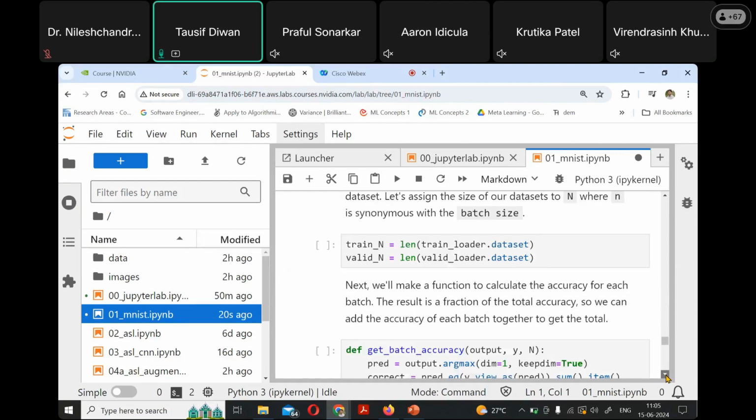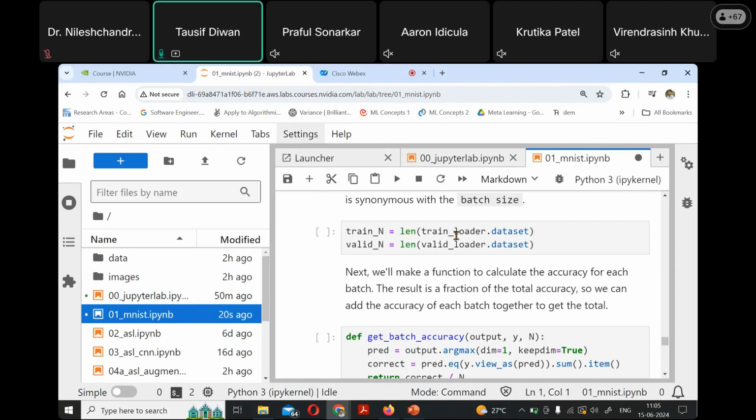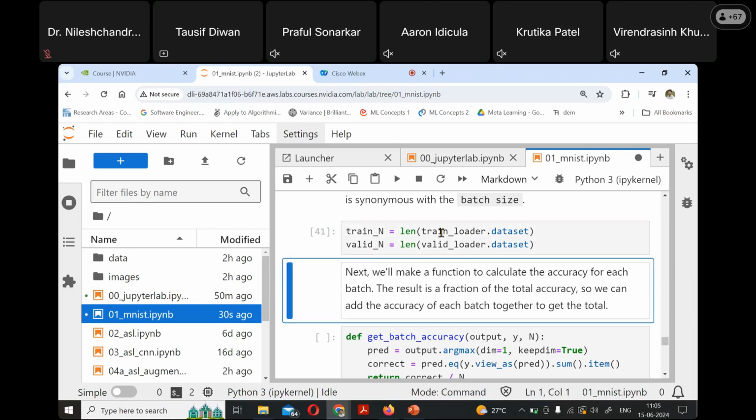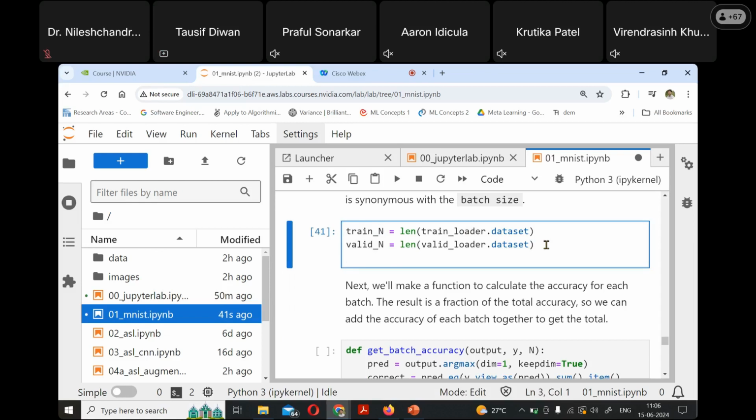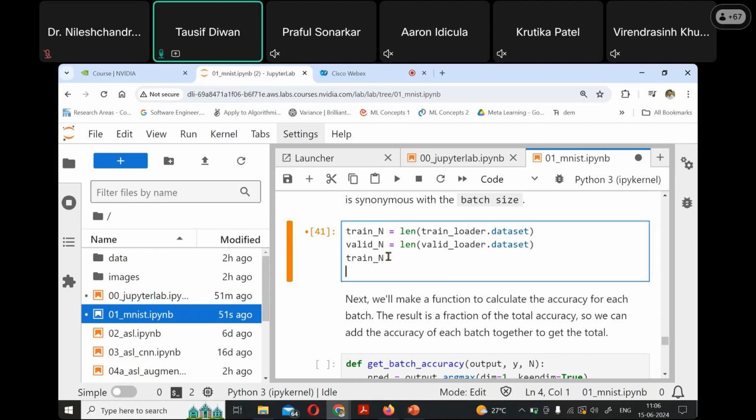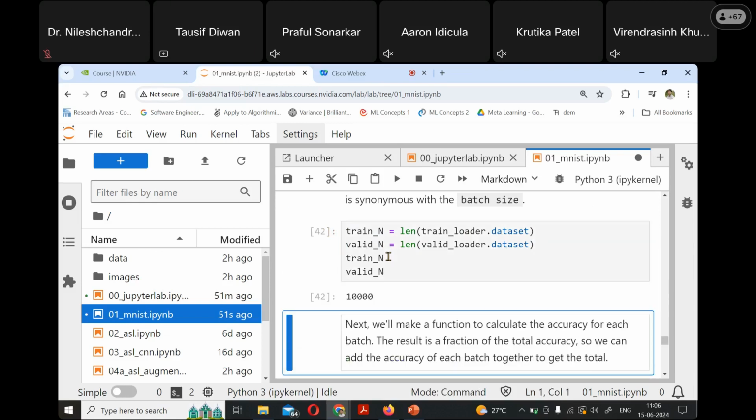Now finally we need to calculate how the model is performing. Before doing that, we need to define the length of the train loader and the length of the validation loader. So we just need to print this. But suppose we are interested in finding the value of train n, we can also change this cell and just append train n. Here we can also append validation n. Now just run this.